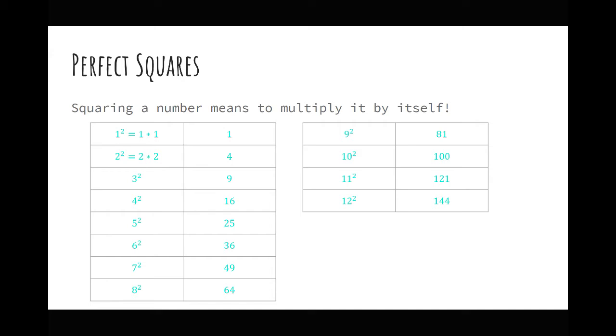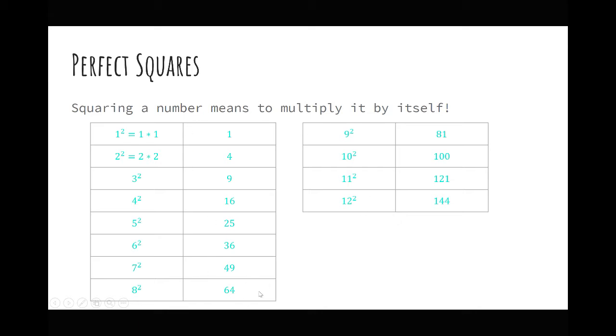Squaring a number means to multiply it by itself. So if I have 1 squared, that means 1 times 1, which is of course 1. 2 squared is 2 times 2, which is 4. And then 3 squared is 9, 4 squared is 16, 5 squared is 25, and the list just keeps on going. There are an infinite number of these.